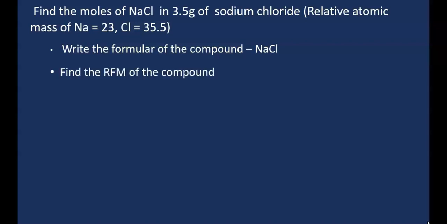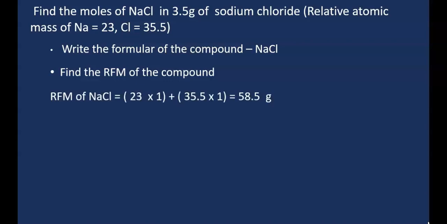Step 2, calculate the relative formula mass of the compound. The relative formula mass of sodium chloride is 23 times 1 plus 35.5 times 1, which is equal to 58.5. 23 is the relative atomic mass of sodium and 35.5 is the relative atomic mass of chlorine. We multiply each by 1 because we have 1 atom of sodium and 1 atom of chlorine in the sodium chloride formula.